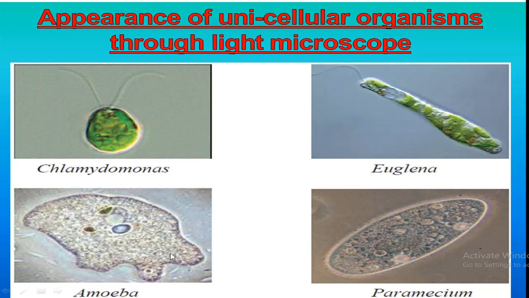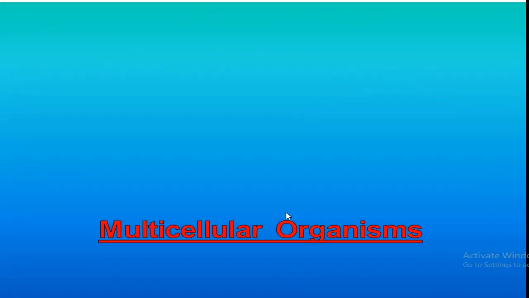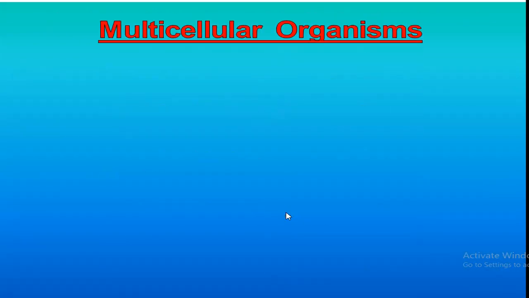This picture represents the Amoeba. Amoeba also belongs to the unicellular organisms because it contains a single cell. This picture represents the Paramecium. Paramecium also belongs to the unicellular organisms, right? Now we have learnt what is meant by unicellular organism. Then we will learn about the multicellular organism.